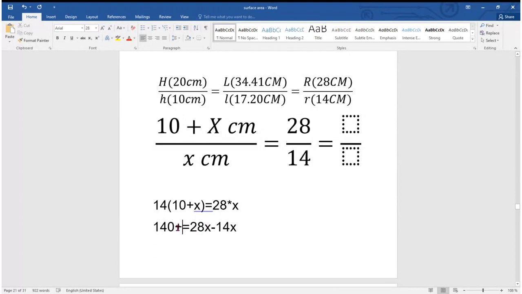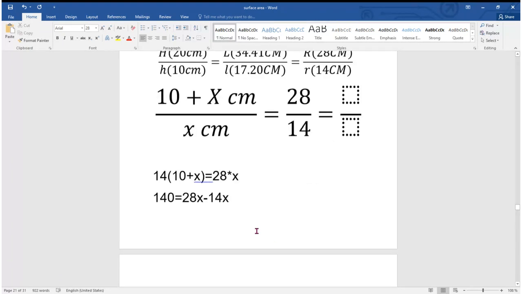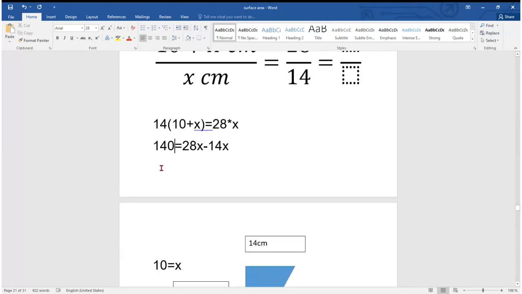Now to solve for the value of x, you have to take the like terms together. That's why this 14x was taken to the other side of the equals, and it became negative. That's why we have 140 is equal to 28x minus 14x, which is 14x. So finally here you are going to have 140 is equal to 14x. And then you have x is equal to 10 centimeters. Okay, x is equal to 10 centimeters. That's what I'm saying. H now is equal to x. So 10 centimeters, this is 10 plus 10, which is 20.